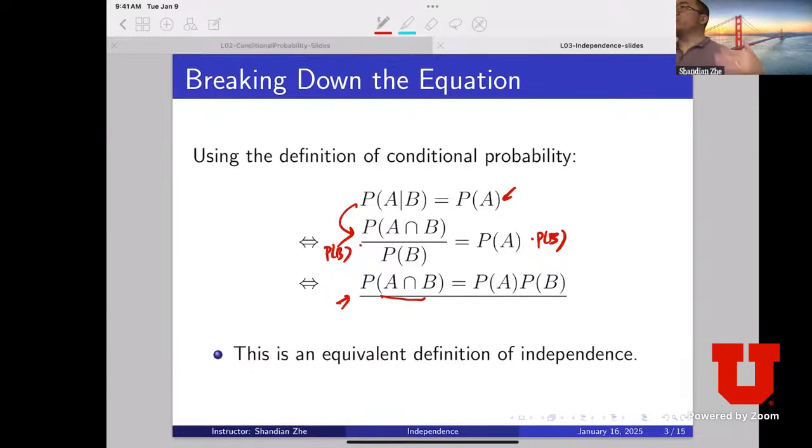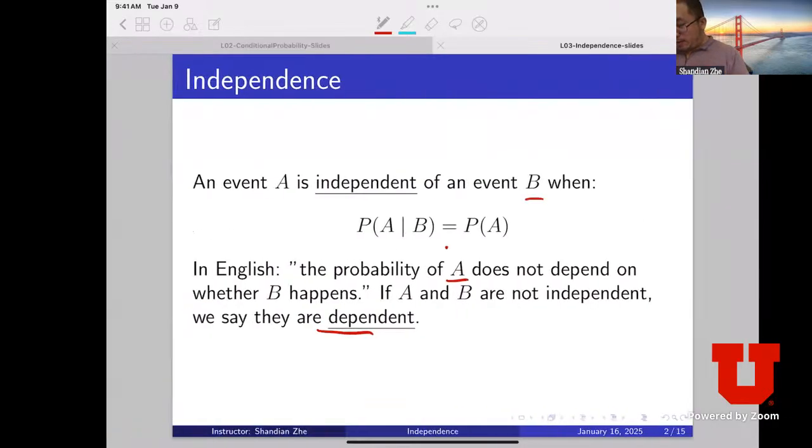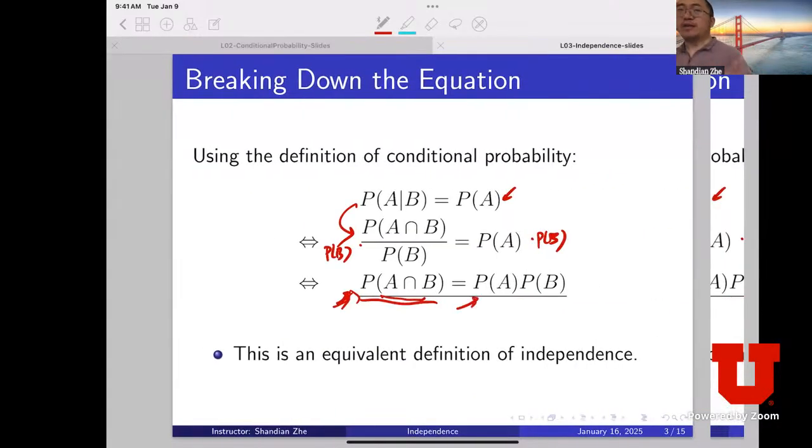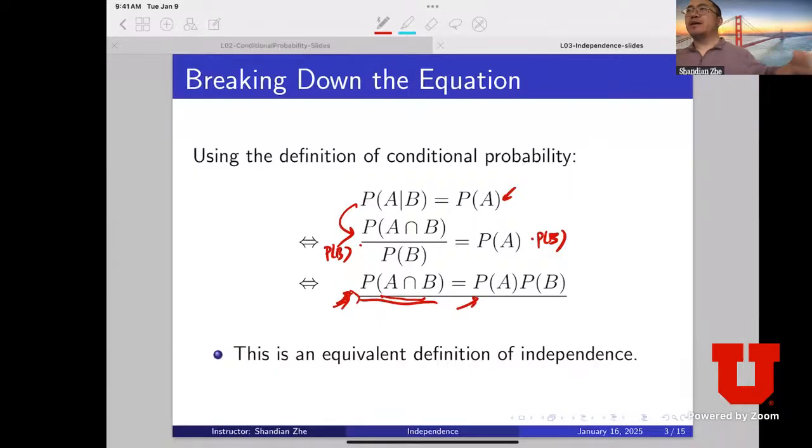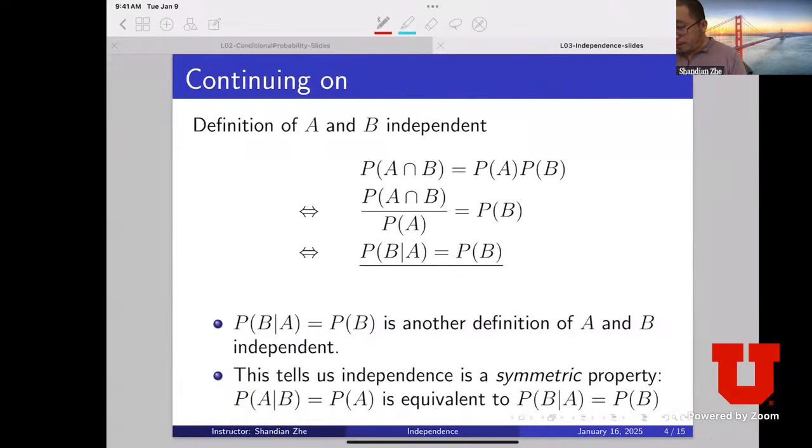So in practice, you can use whatever definition you feel comfortable with to check independence. For a long time, I'm more used to this one. If I want to look at independence in the other way, it will take me a while to think about it. This one is easier to memorize: the joint probability is the product of the individual marginal probabilities. So this is an equivalent definition of independence.